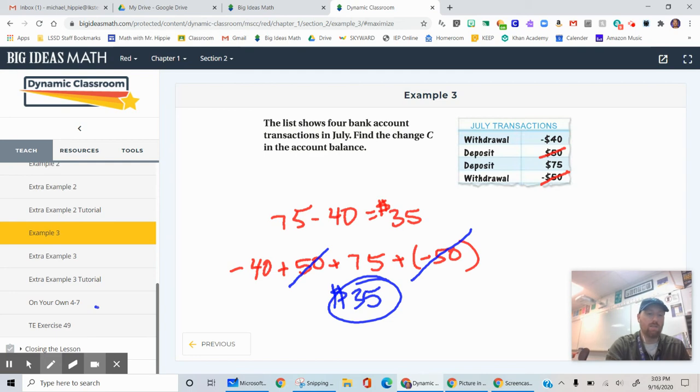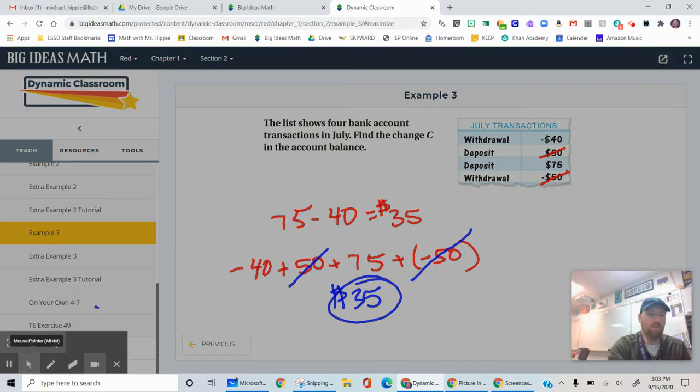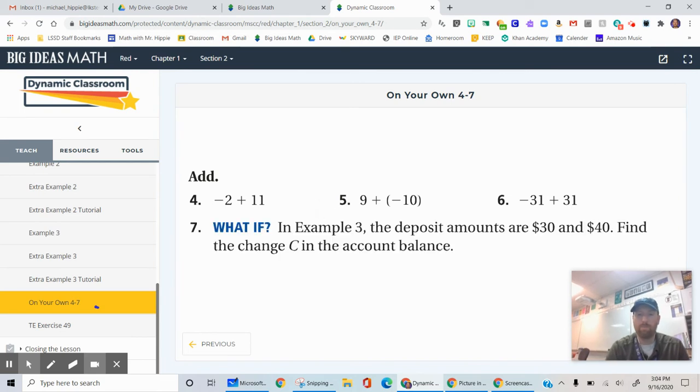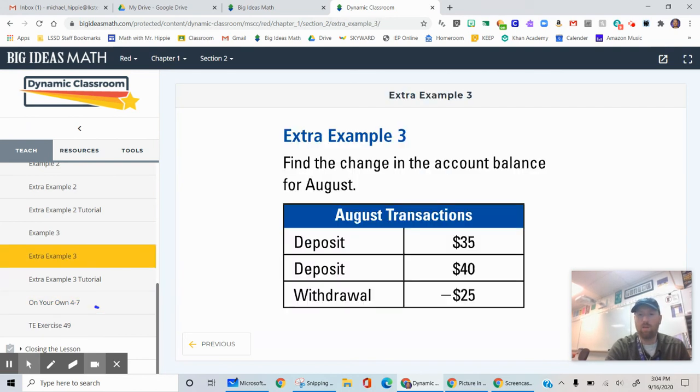All right, let's go back to the on your own questions. So we talked about the first 3. See if you can do number 7 here. It says in example 3, the deposit amounts are $30 and $40. So 30 and 40. Let's go back to example 3.